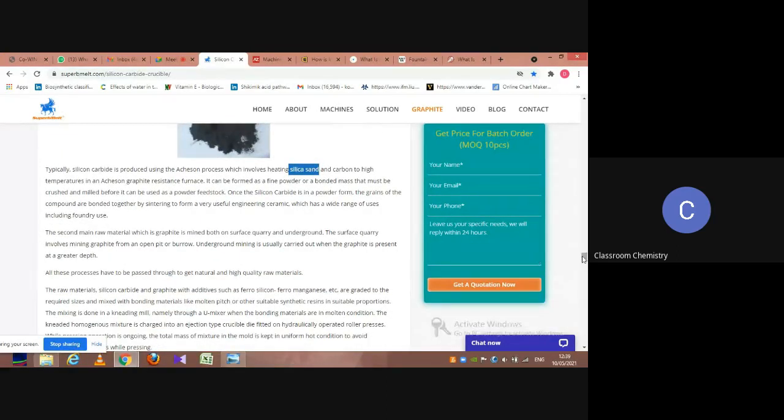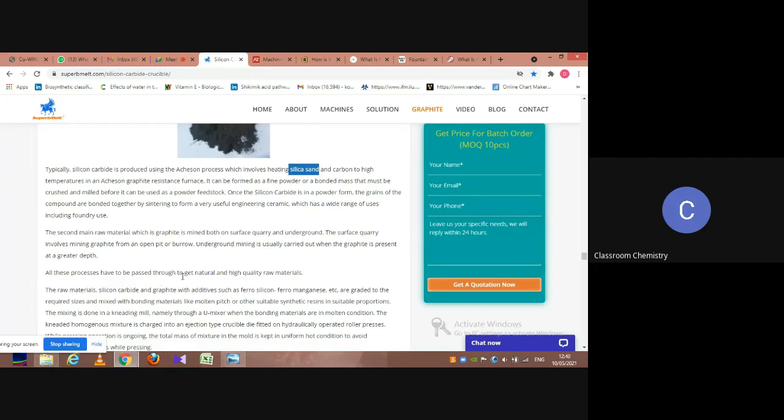The next, second raw material is graphite, which is mined both on surface quarry and underground. Where can we get it? Okay, the surface quarry involves mining graphite from an open pit, or open mining, and from there we can get this material.